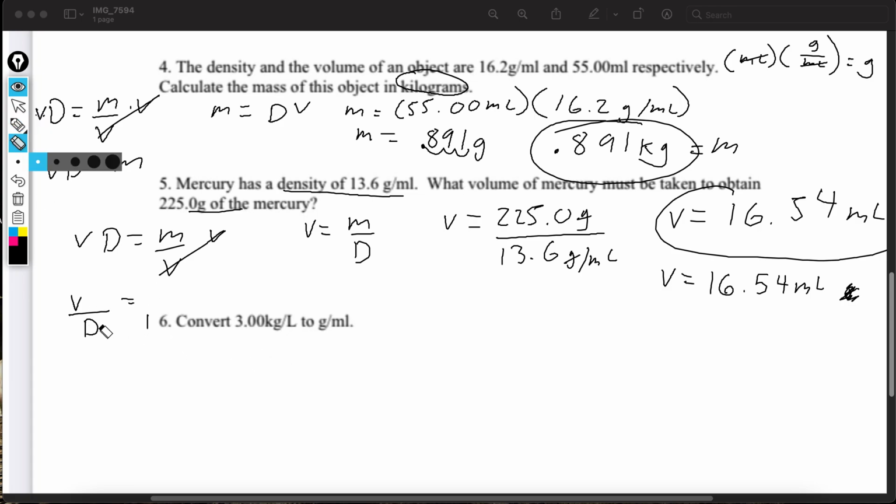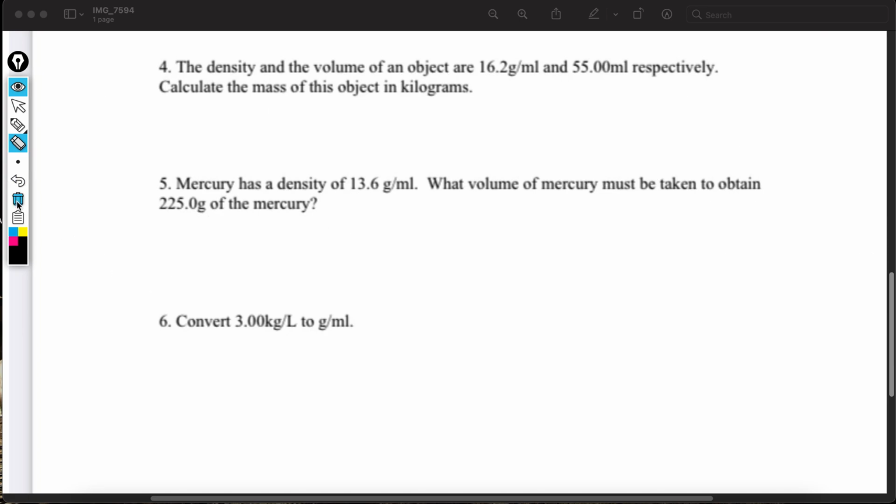Let me just clean this workspace a little bit. Actually, I could just, there we go. Out of sight, out of mind. So, convert 3 kilograms per liters to grams per milliliter. So, first and foremost, this is what we're doing. Kg over L. We're going into G over mL.